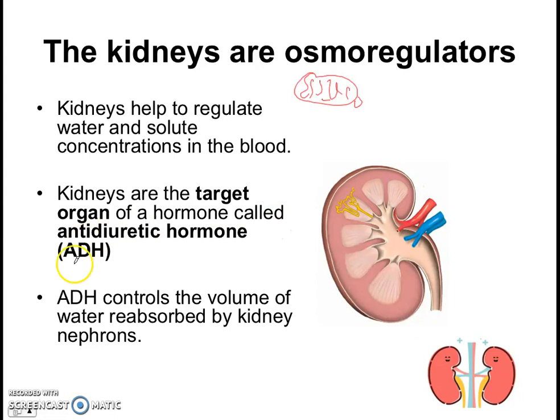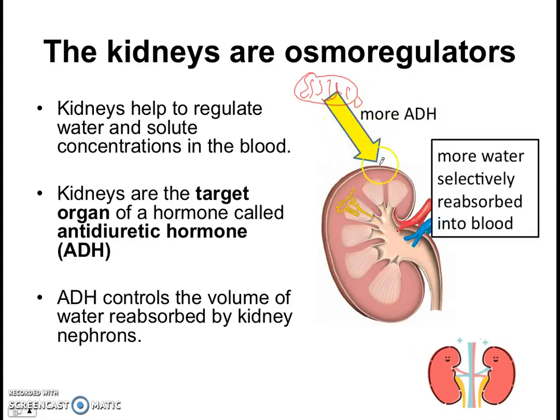Now what does ADH do? ADH controls the volume of water that is reabsorbed by the kidney nephrons, or the kidney tubules. Right? It controls the amount of water that the nephrons will reabsorb. So for example, the more ADH there is, the more water will be absorbed back into the blood, selective reabsorption, and therefore the more concentrated the urine. So more ADH means that more water will be selectively reabsorbed during selective reabsorption, and leaving behind urine that is more concentrated.